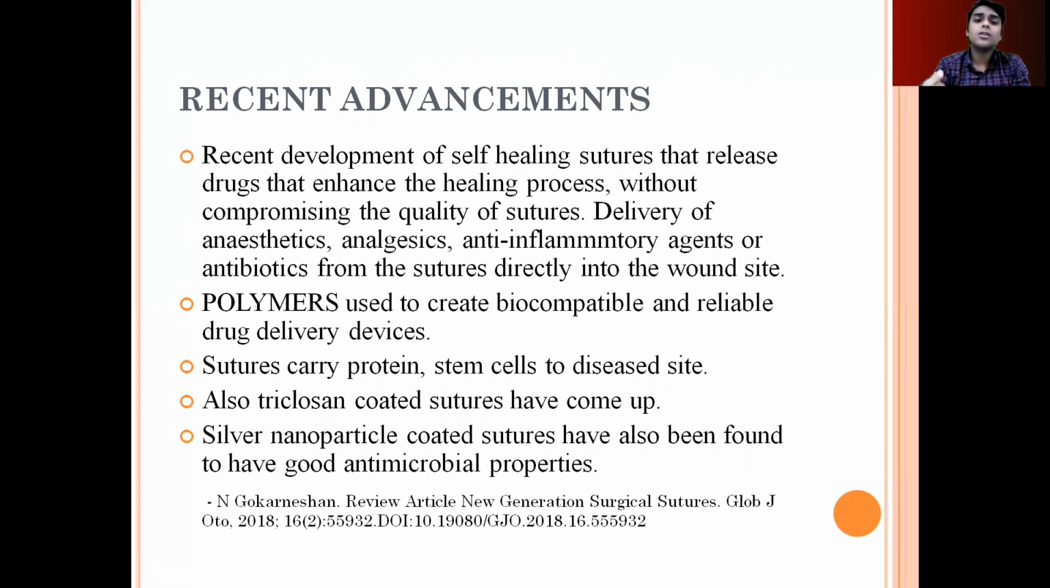Nowadays, triclosan coated sutures have also come up, but they have faced some resistance in the recent past. The silver nanoparticle coated sutures have also been found to have good antimicrobial properties.